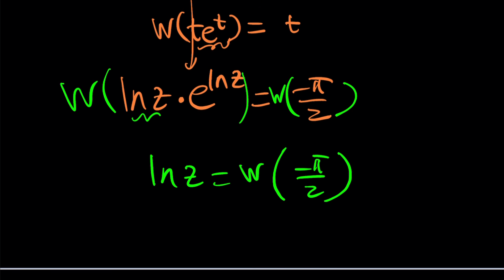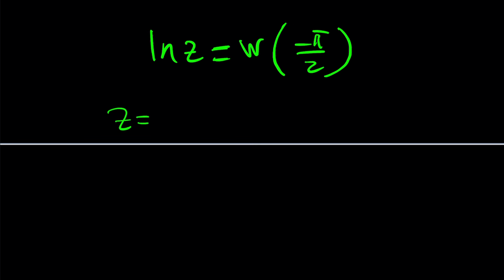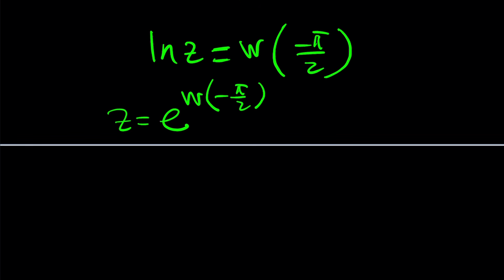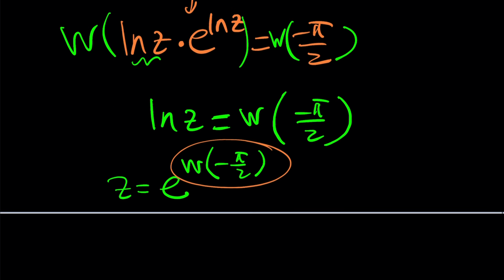I call it a calculator, no more an LLM anymore because it's pretty dumb. But anyways, from here, you should be able to solve for it. And obviously, z would be, because we're looking for z, e to the power w of negative pi over 2. But the critical part is, how do you simplify this, right? So let me go ahead and show you how this can actually be simplified.